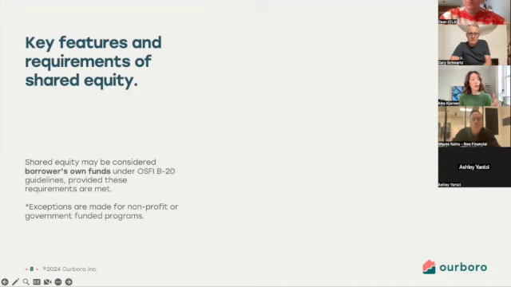So I'm going to go through now some of the key features of shared equity, under the umbrella of what OSFI currently allows in Canada for shared equity. I will say, for those who are interested, there is an OSFI bulletin. This is the one I'm talking about that came out in 2022. It's titled Clarification on the Treatment of Innovative Real Estate Secured Lending Products under B20. I can send a link to this later as well, so if you want to read through the bulletin yourself.